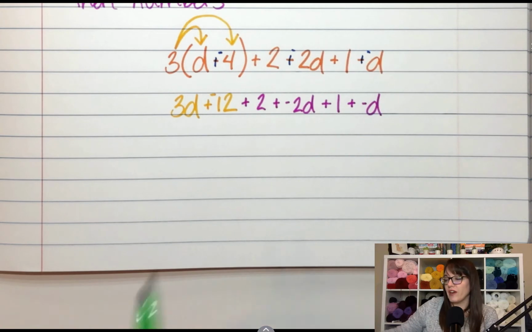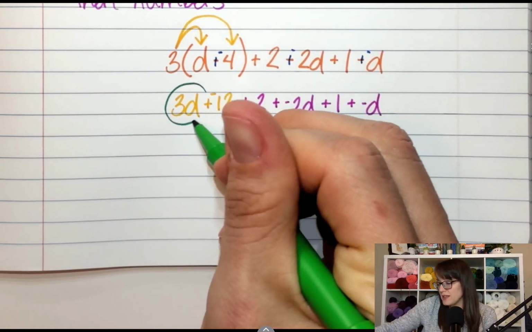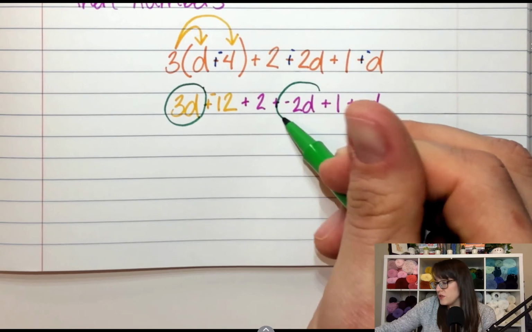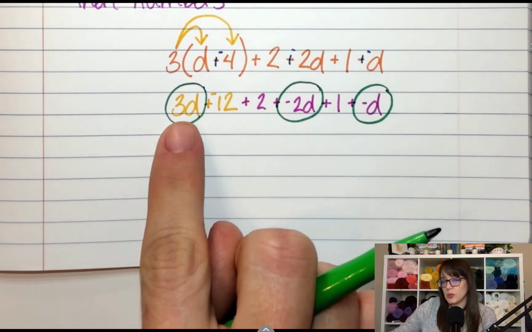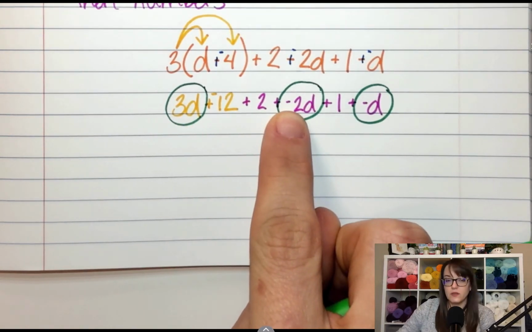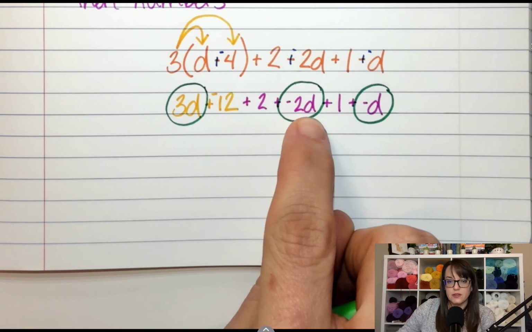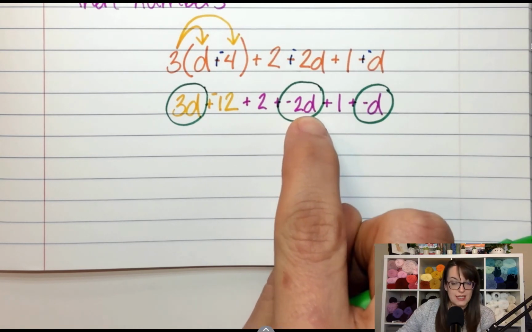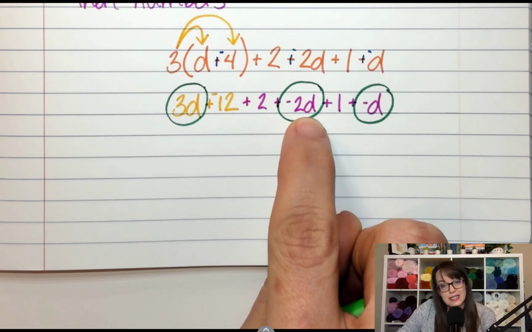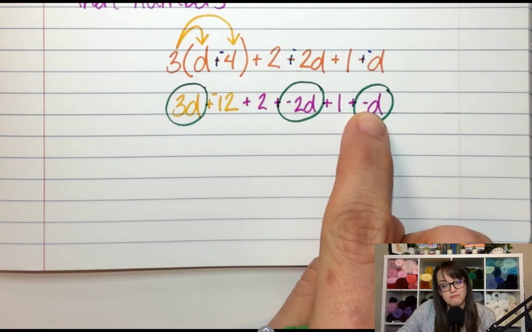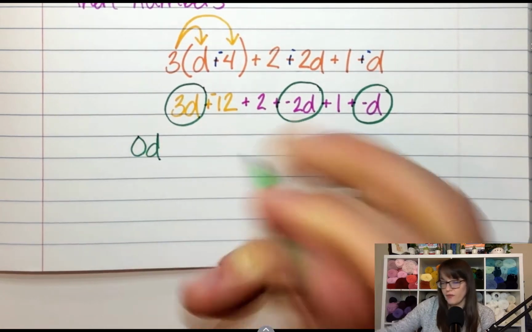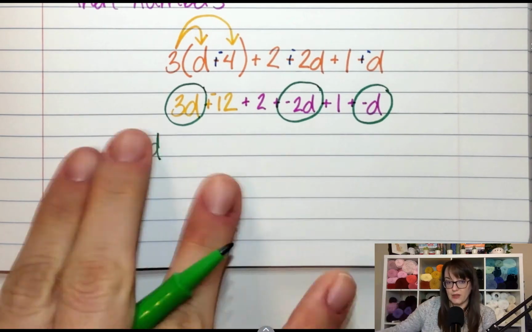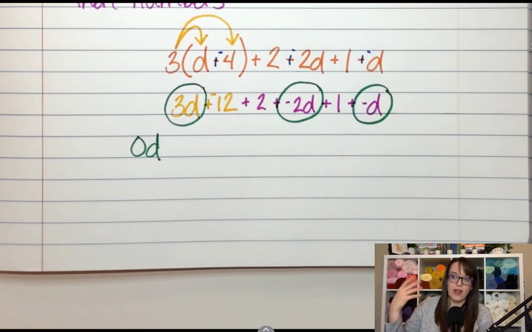I want to combine my variables. So there's 3 positive d, there's negative 2d, and then there's a negative d. So what's 3 minus 2, or 3 plus a negative 2? That would be 1d. And so 1d minus a d, that's 0d. I'm going to write 0d just because I don't want to forget that it is 0. But we're going to get rid of this because you don't really say you have nothing. You just leave it out.